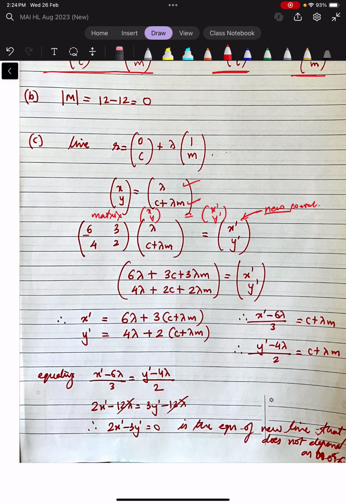So what you do is you multiply the rows by the columns. You do the matrix multiplication. Similarly, you multiply the row by the column. So you'll get your x dash, and you'll get your y dash.